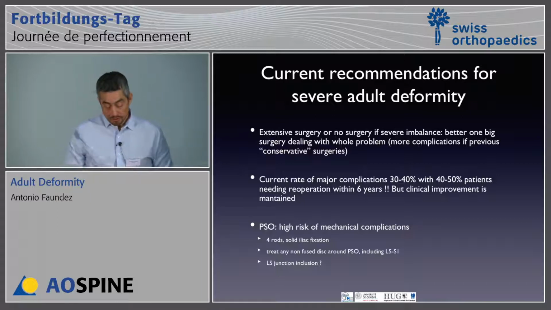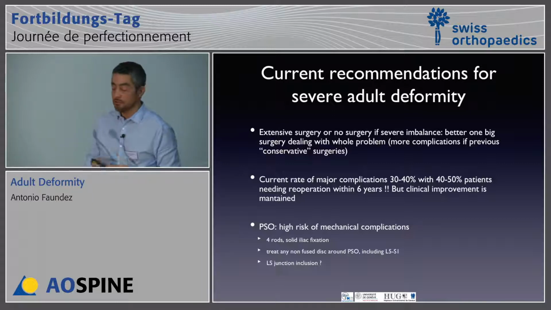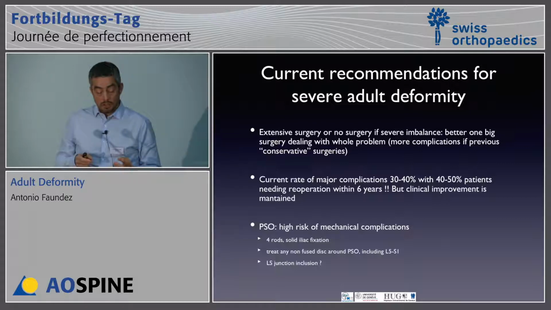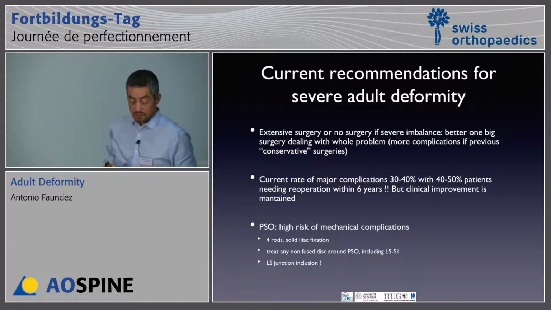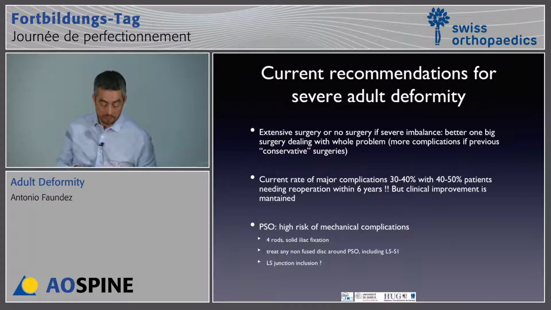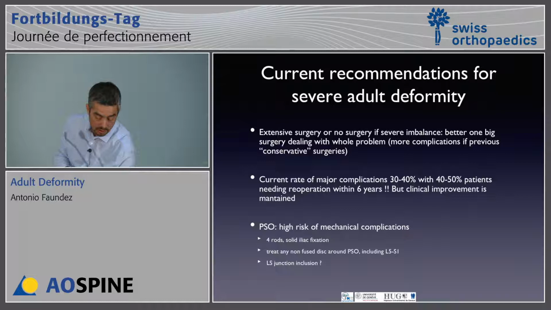If you do a PSO, there's a high risk of mechanical complications. So the current recommendation is to use 4 rods with a solid iliac fixation, and to treat all the discs around the PSO, including L5-S1, to avoid pseudarthrosis, for instance.